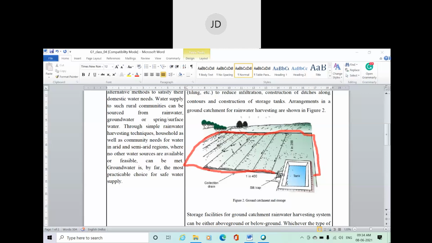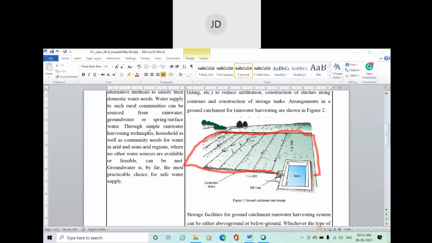rainwater harvesting. If this slope is not there naturally, then you can also prepare the slope manually, by yourself. That means you can prepare this land so that all this water can be diverted into this particular reservoir. This is all about the basic idea of ground catchment and storage.